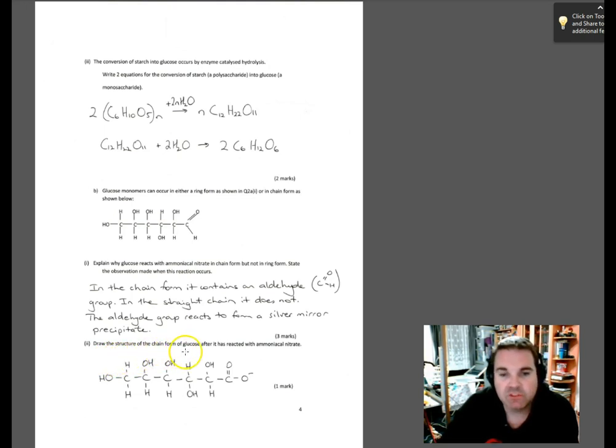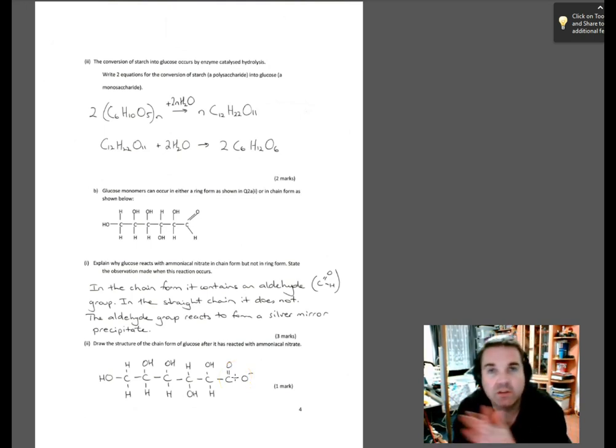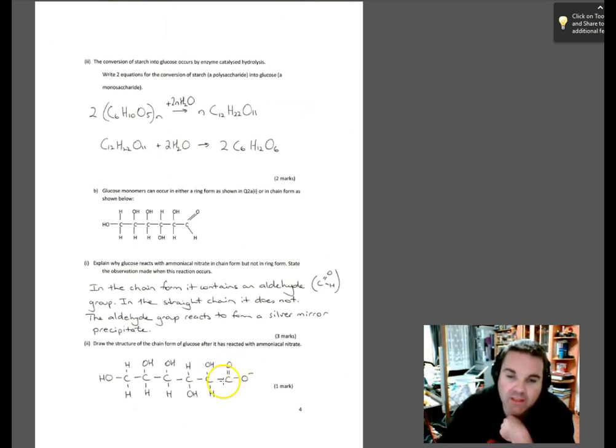So let's draw the structure of the straight chain form of glucose after it has reacted with ammoniacal silver nitrate. Basically what you're doing is an oxidation, but under alkaline conditions. Normally an aldehyde oxidizes to a carboxylic acid. Because it's basic, you are deprotonating your carboxylic acid group, which is why you get the carboxylate salt here. This is about the only thing I'll ask you about Tollens reagent, apart from what you'd observe, which is a silver mirror: the product would be the carboxylate ion. So you've got to remember and know how to do that.